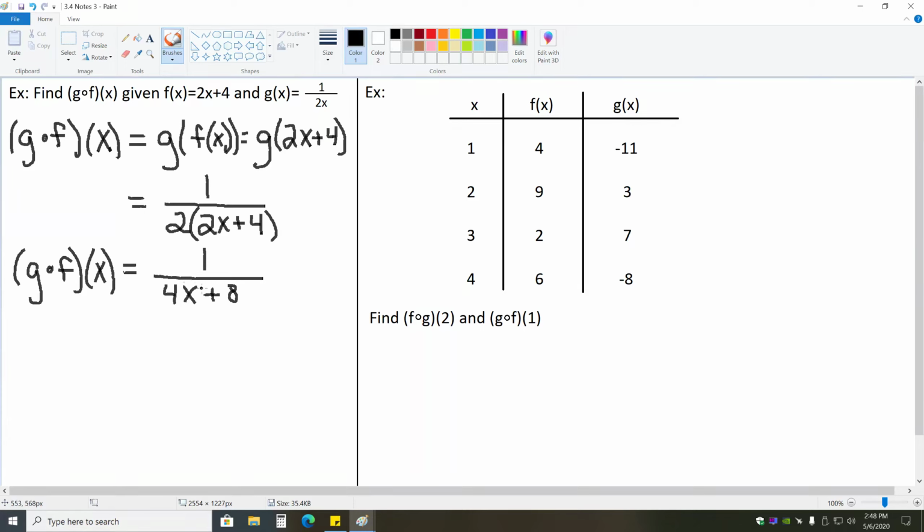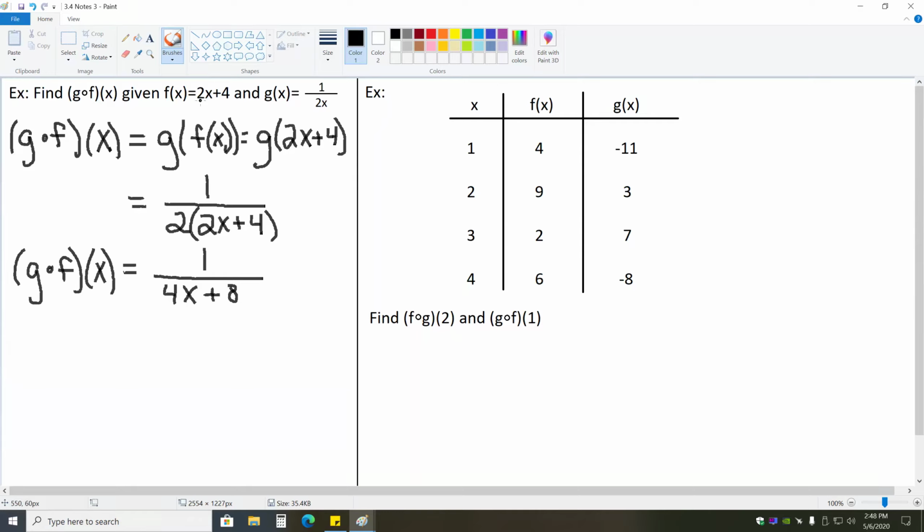And now from here, we find our domain. So remember, we first check the inner function. In this case, the inner function is f. What's the domain of 2x plus 4? Well, there isn't anything that causes division by 0, and there isn't anything that causes a negative inside of an even root, so the domain is all real numbers in that case.